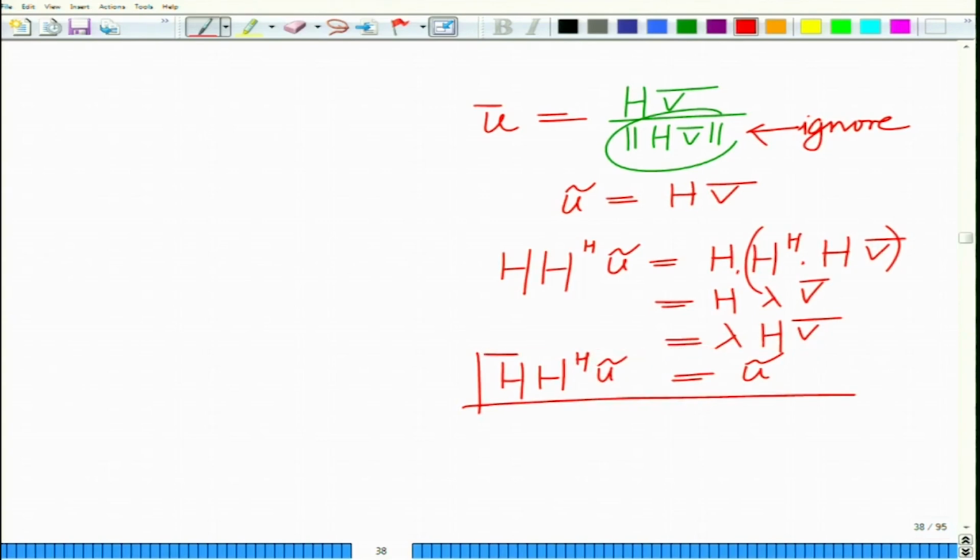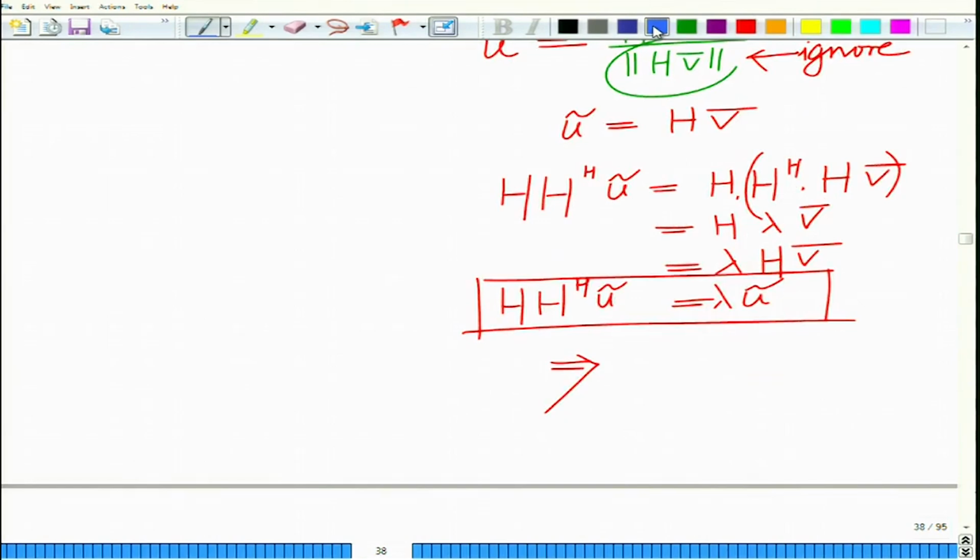So what we have here is, we have shown something very interesting: H Hermitian U tilde equals lambda times U tilde, which implies that the receive beamformer U tilde is an eigenvector of the matrix H Hermitian, and that is something that is interesting. So you can say U tilde equals the principal eigenvector of H Hermitian.